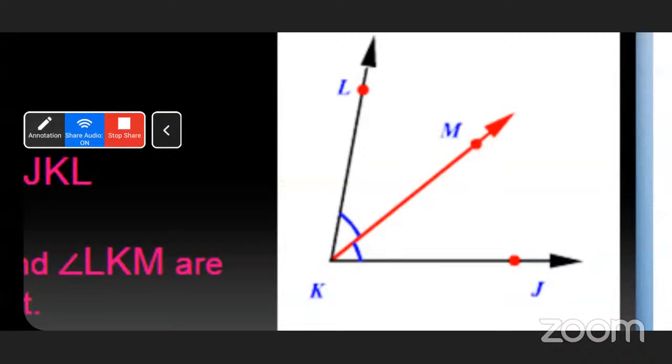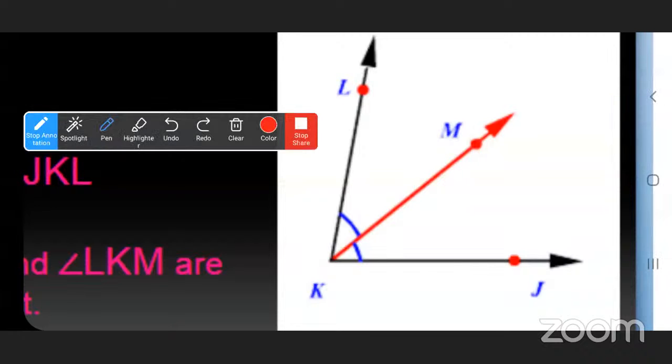For constructing an angle bisector, we use a pencil, a compass, and a ruler. For drawing it, first we take a compass and put the metallic point of the compass on the vertex of the angle. Here K is the vertex of the angle. Because of that, we put the metallic point of the compass on K and make small arcs on the arms of that angle.